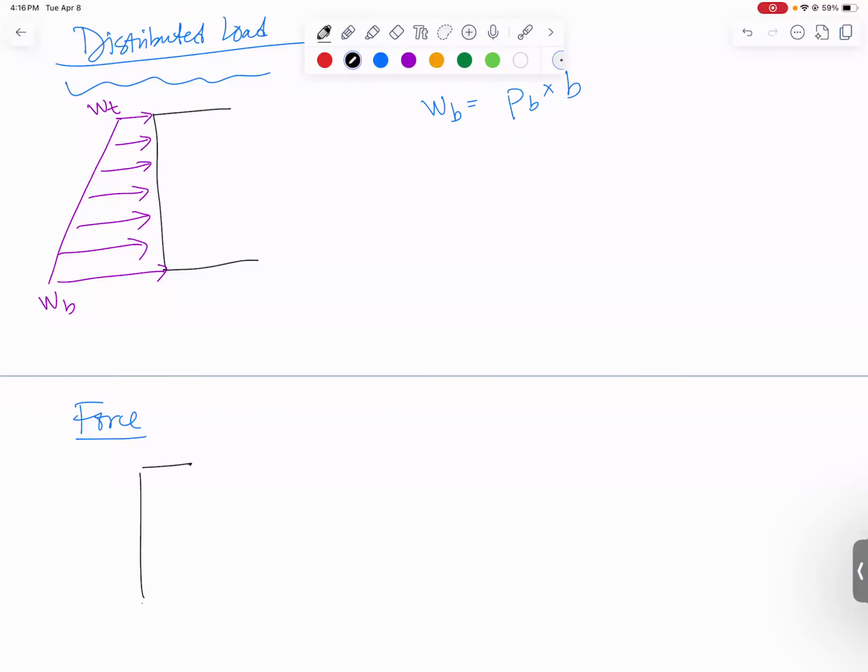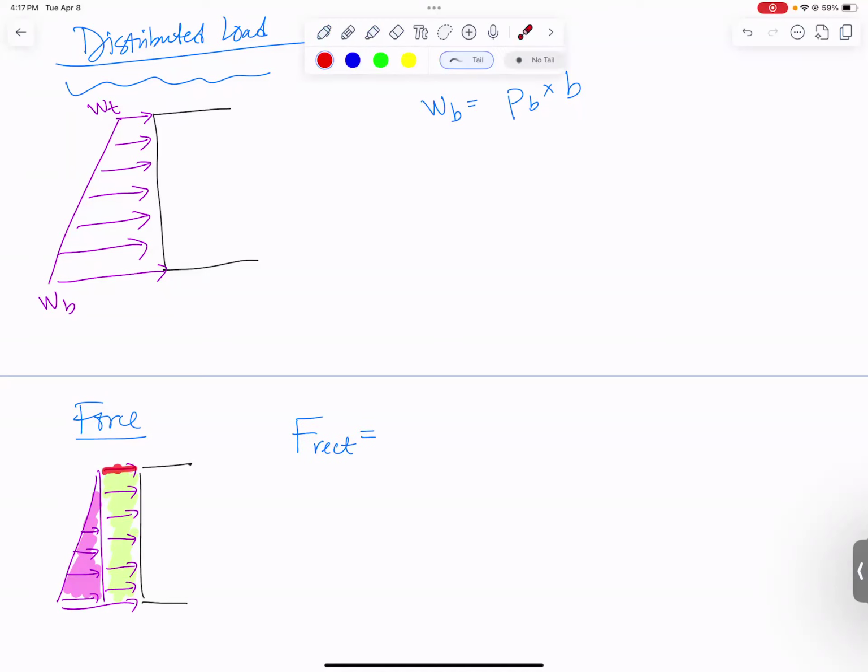Finally, let's see how we get to force from here. I have my shape, and my distributed load is a trapezoid, but I'm going to break it up into a rectangle and a triangle. The force for the rectangle is just the area of a rectangle. Well, how tall is the rectangle up here? It's just W at the top. And how long is the rectangle right here?